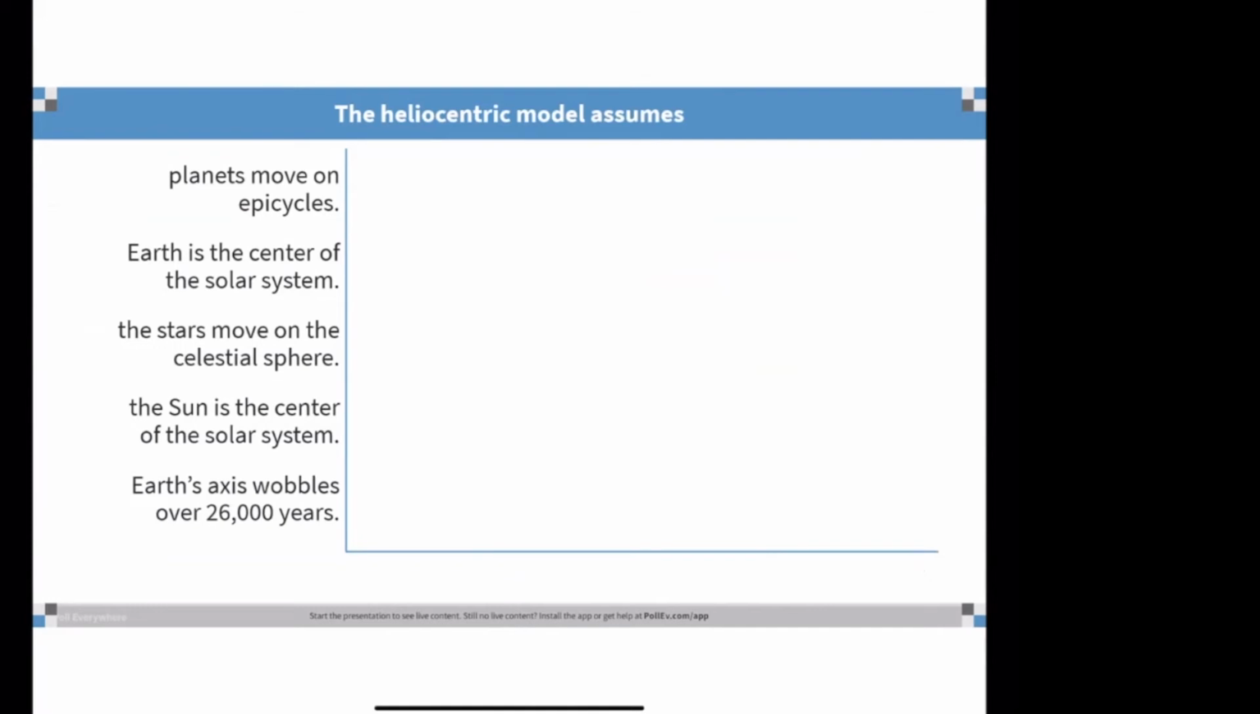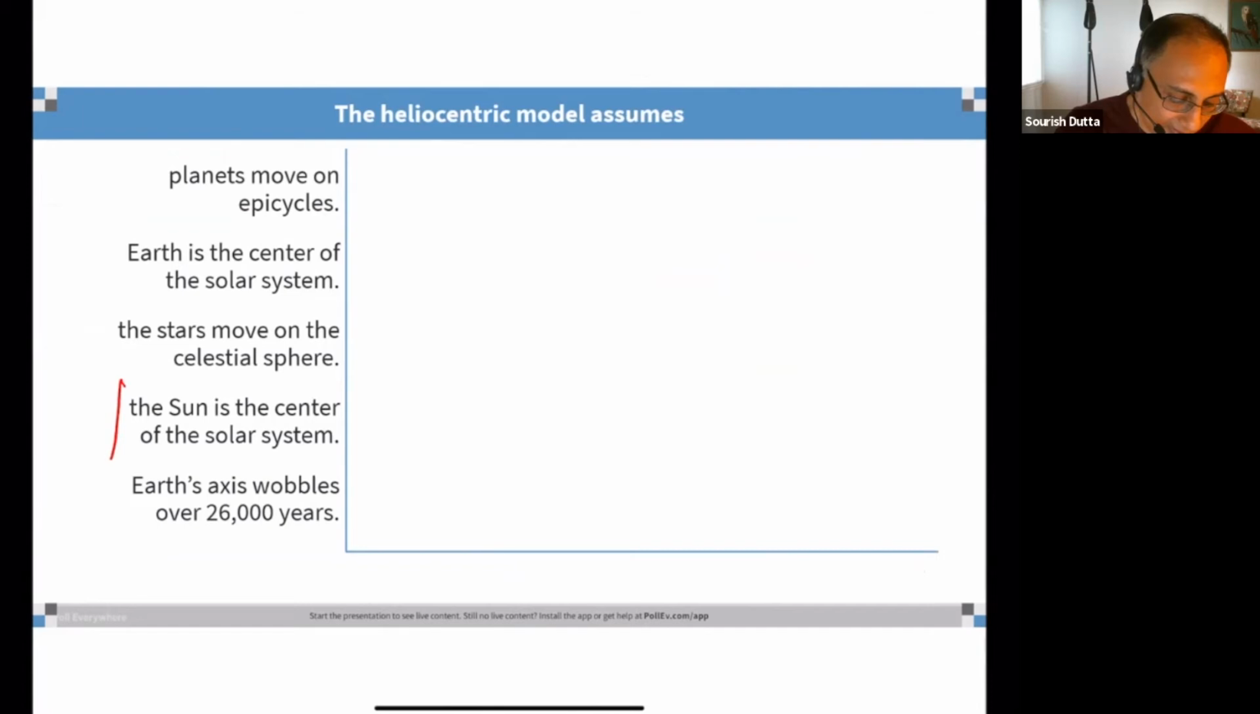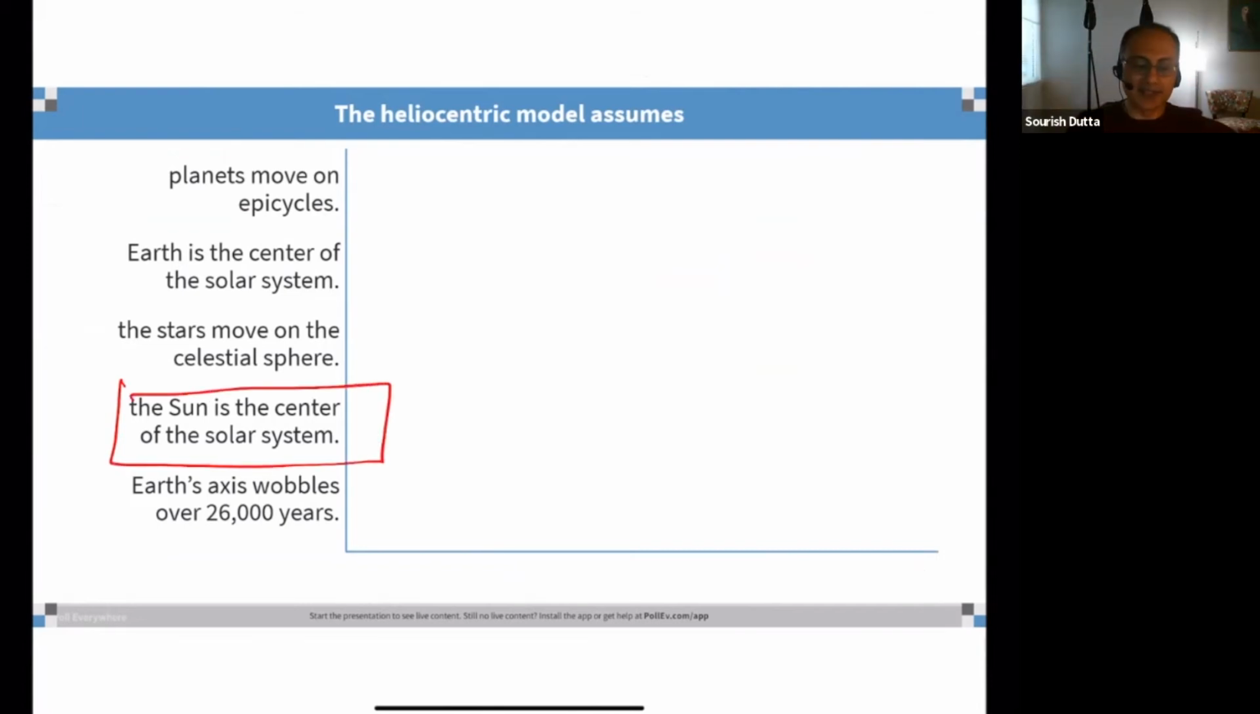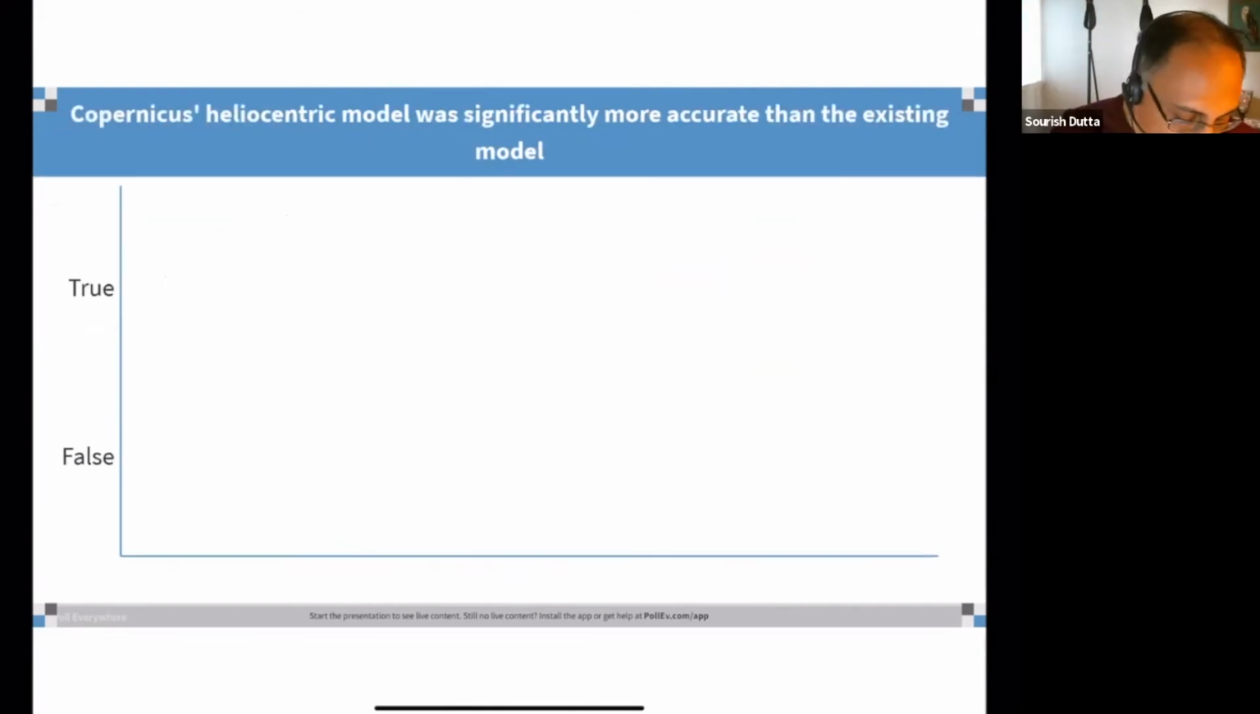The fourth one. Yes, exactly. Very good. Heliocentric means the sun is the center of the solar system. And I have one more over here. The heliocentric model was significantly more accurate than the existing model. What do you think?